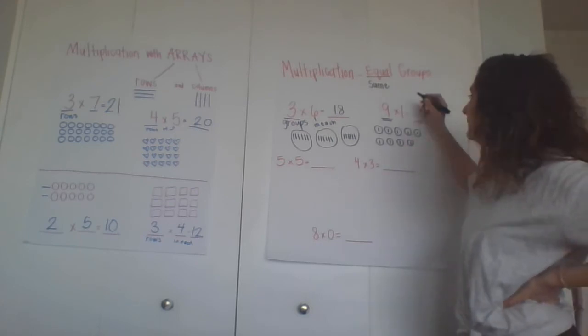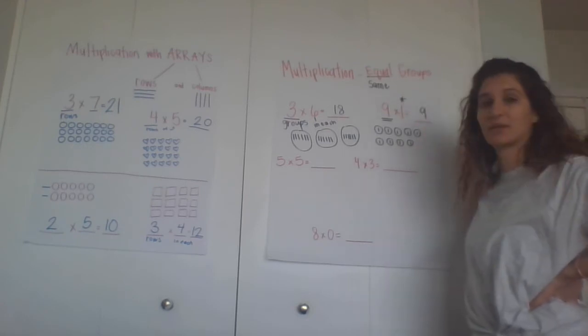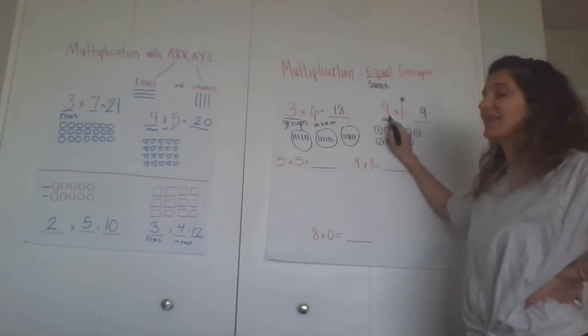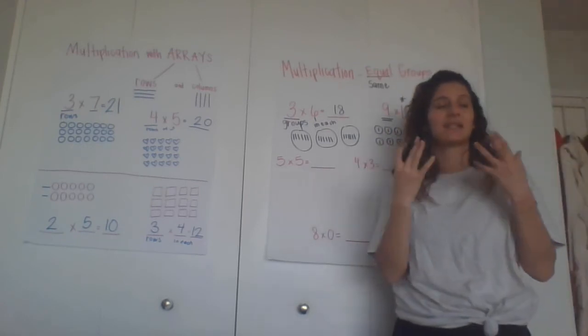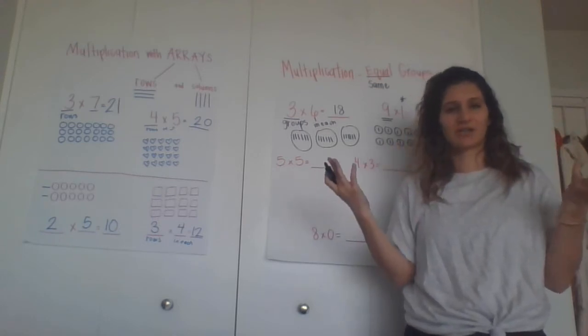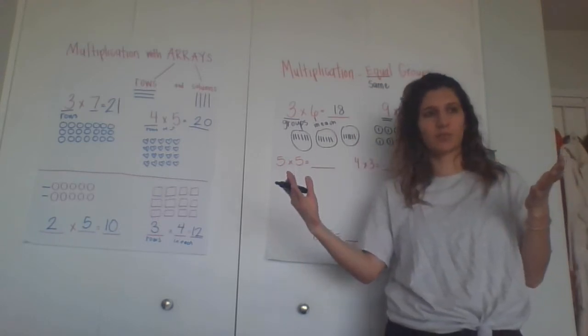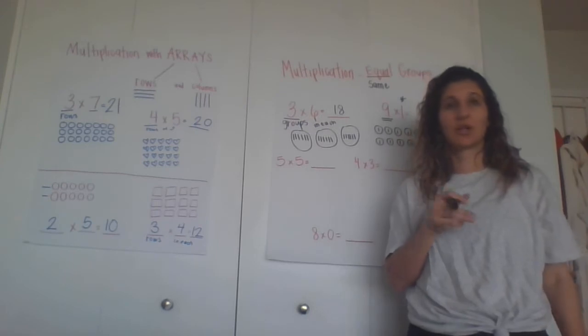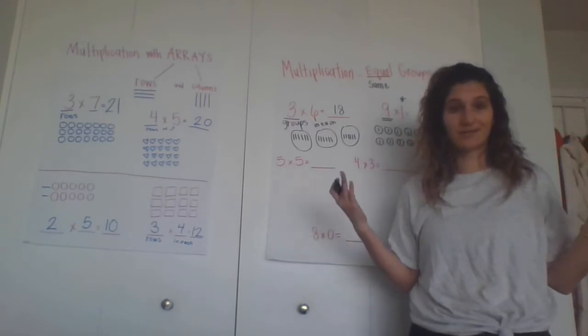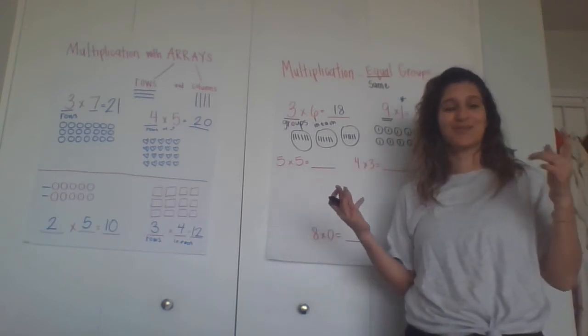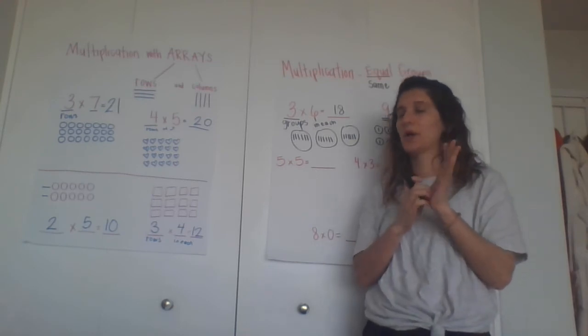Anytime we multiply by 1, our answer is going to be that other number. So like 7 times 1, our answer is going to be 7 because we're going to make 7 groups and put 1 in each. 300 times 1, your answer is going to be 300. So that's a little trick when we're multiplying by 1.